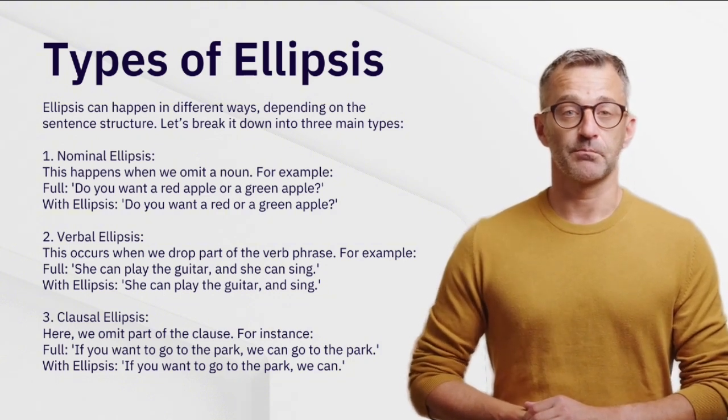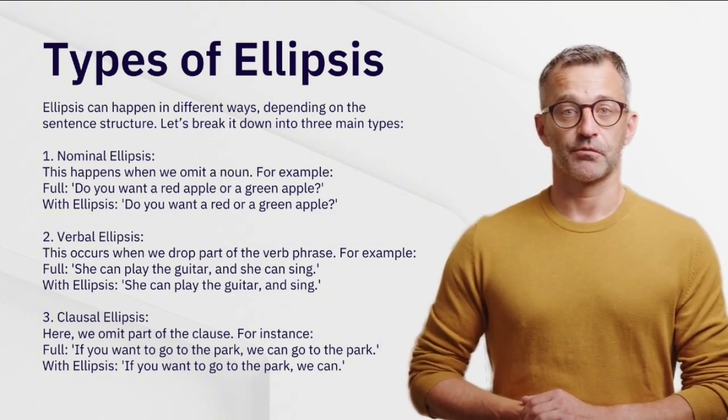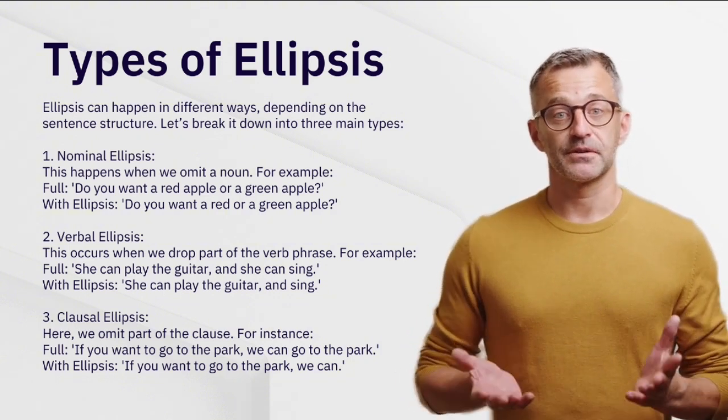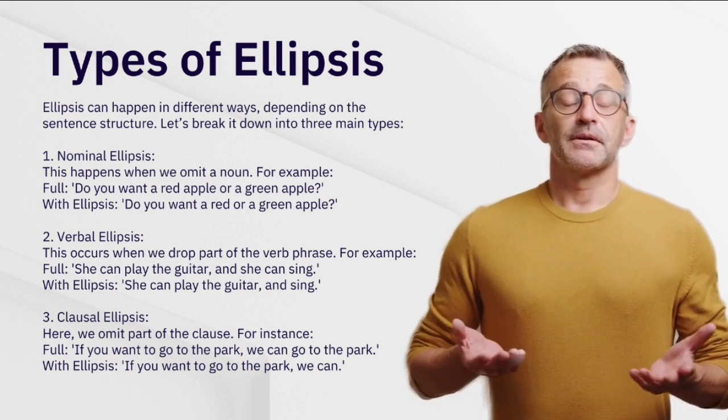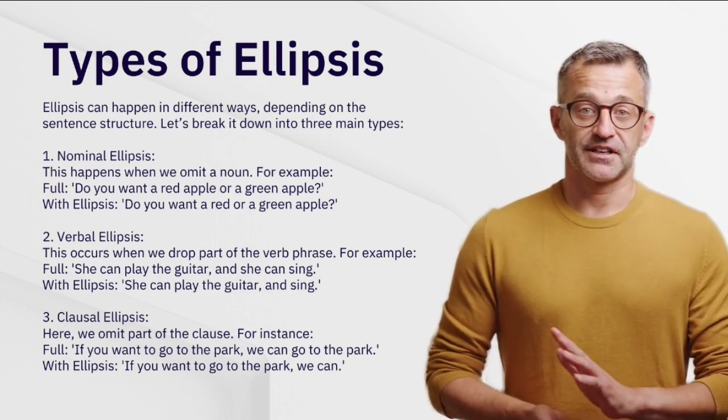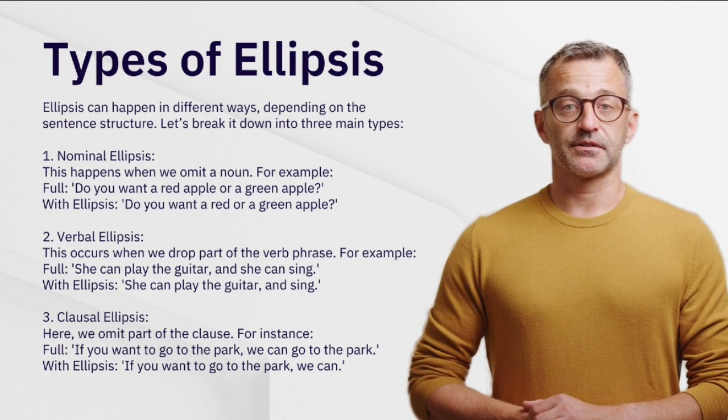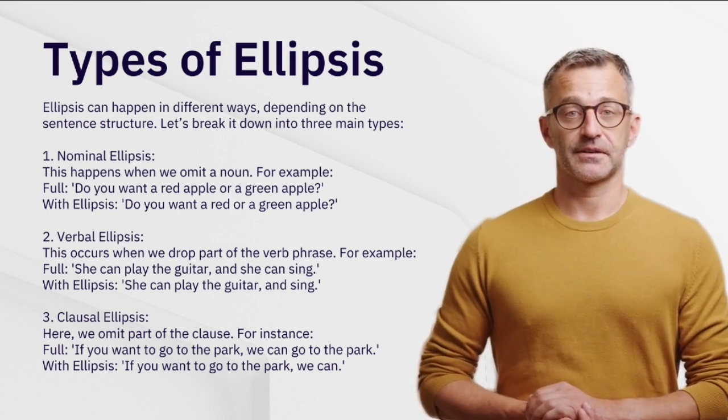2. Verbal ellipsis. This occurs when we drop part of the verb phrase. For example, full: She can play the guitar and she can sing. With ellipsis: She can play the guitar and sing.